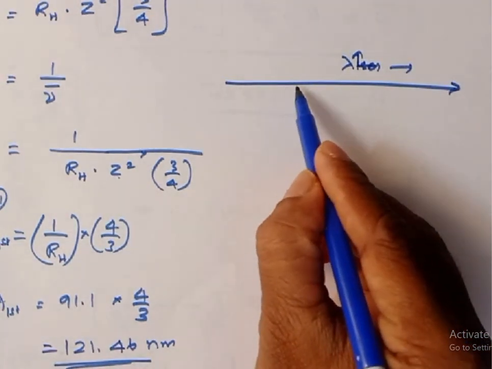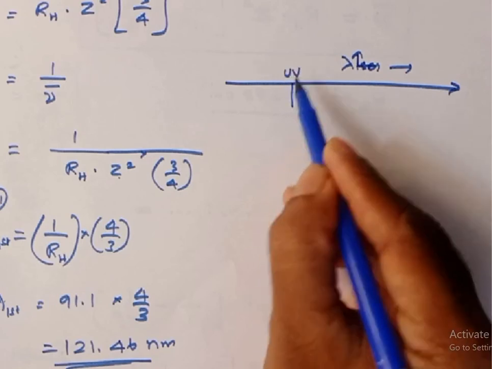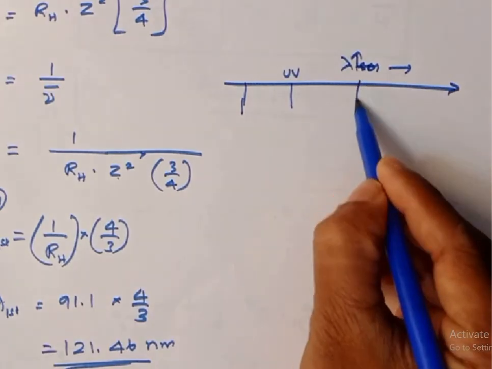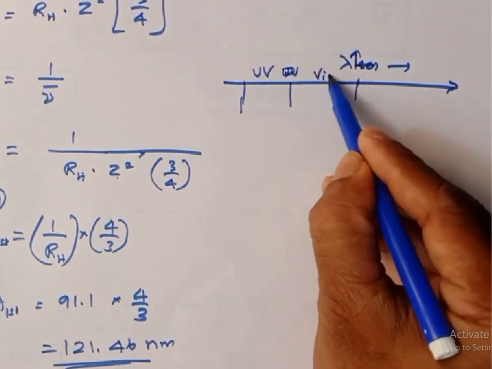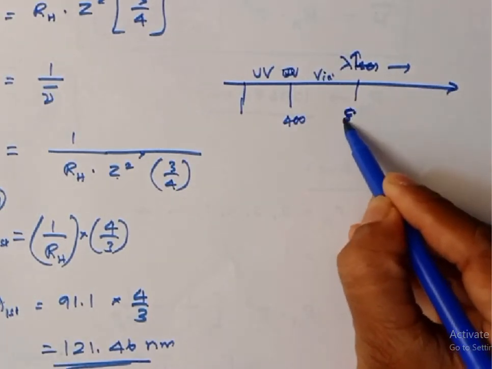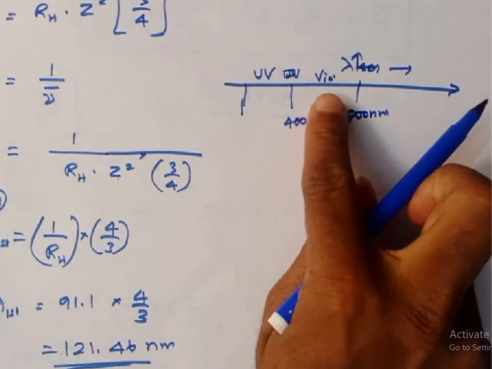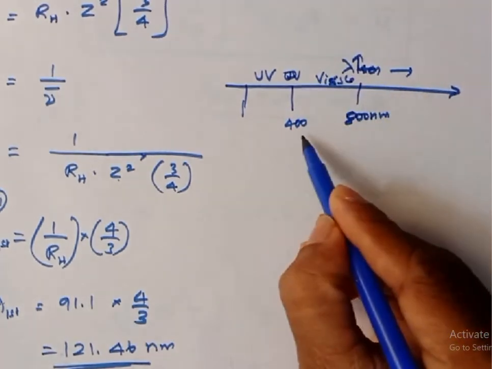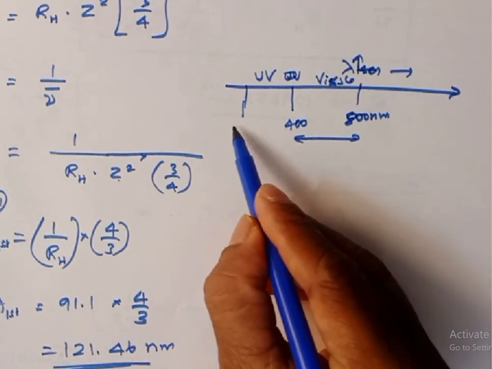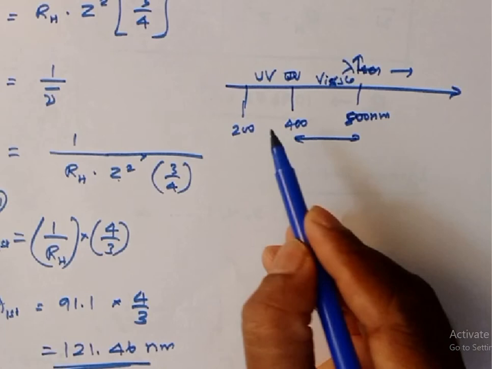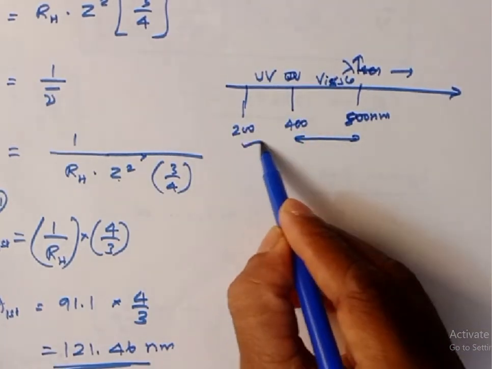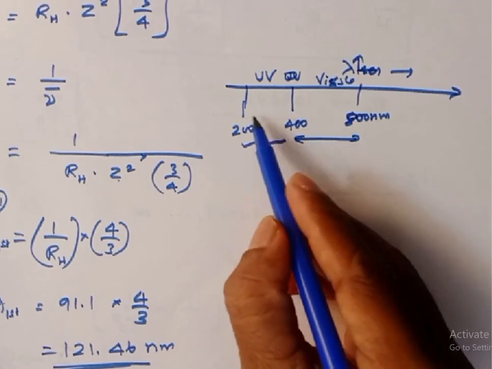First you'll get UV. This is the UV range, right? Up to this UV range, then we have visible. This is UV, this is visible. The visible region starts from 400 nanometers to 800 nanometers, roughly. Visible covers from 400 nanometers to 800. Below visible, from 200 to 400, we have what is called the UV region.